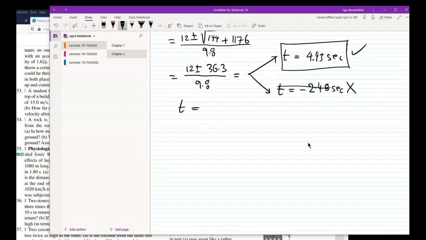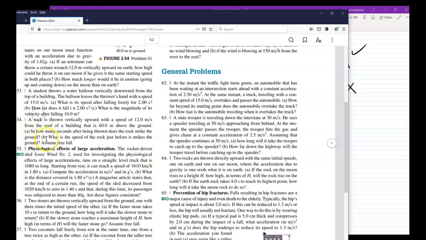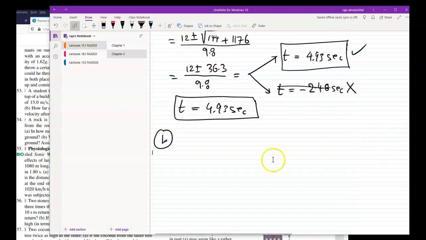Part B, let me write it down. So we have time is 4.93 seconds. Part B, he says, back to the problem, what is the speed of the rock just before it hits the ground? Okay. I can use the second free fall kinematic equation, which is this one. He's looking for V, and I already know V naught, and I know what Y is. All I need is to plug them in and work it out, and that should do it.